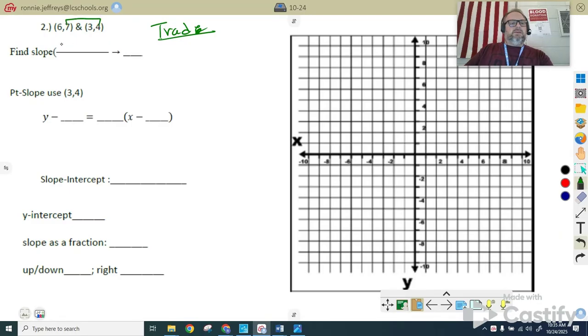That means this is 4 minus 7. And this is 3 minus 6. Well, this is going to be -3 over -3. And this is going to be 1. Right? Yes. So 4 minus 7 and 3 minus 6, -3 over -3, which is 1. Okay, so that goes here. This 4 goes here.